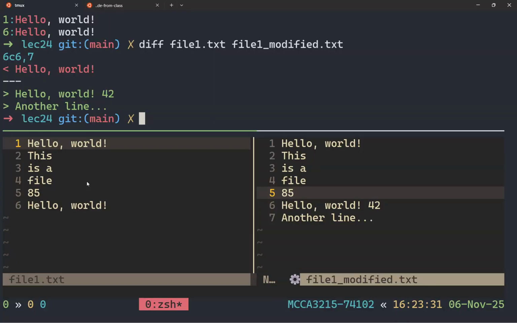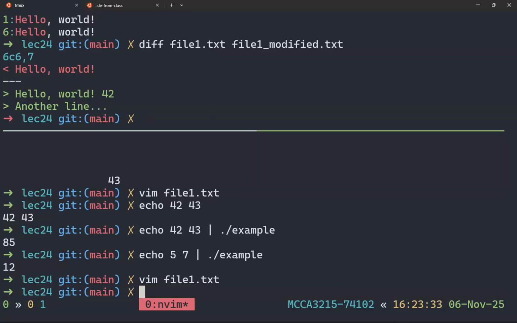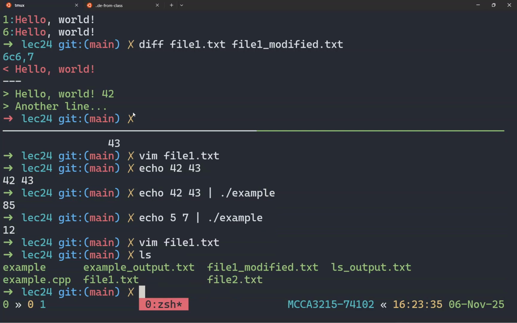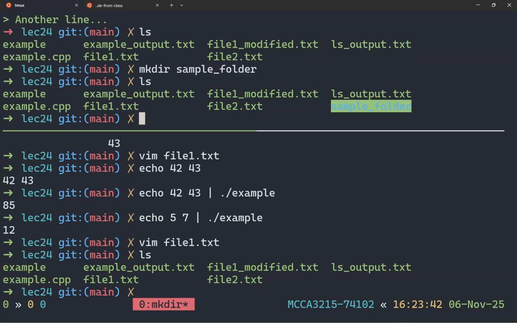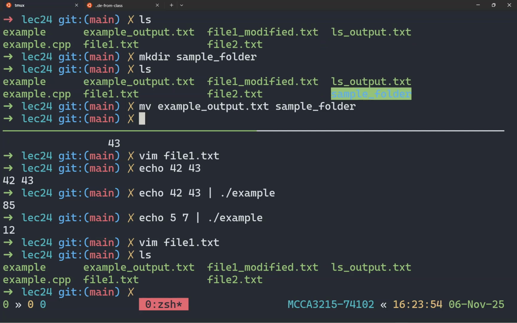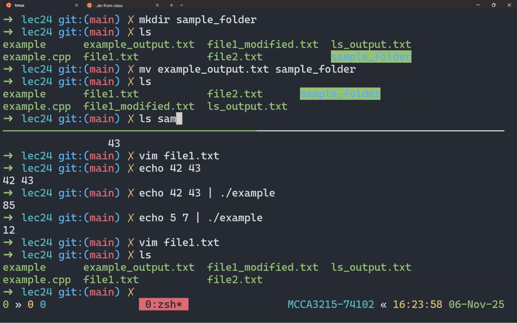So let's do some stuff. Let's put some stuff in places. I've got nothing but files all here. Let's make a folder. mkdir, make directory, I don't know, sample folder. So there it is. I got a sample folder. I can put stuff in that folder. So I can say move example output to the sample folder. So that's one way to move things. So if I look at ls, that thing's gone, but it's in the sample folder now.